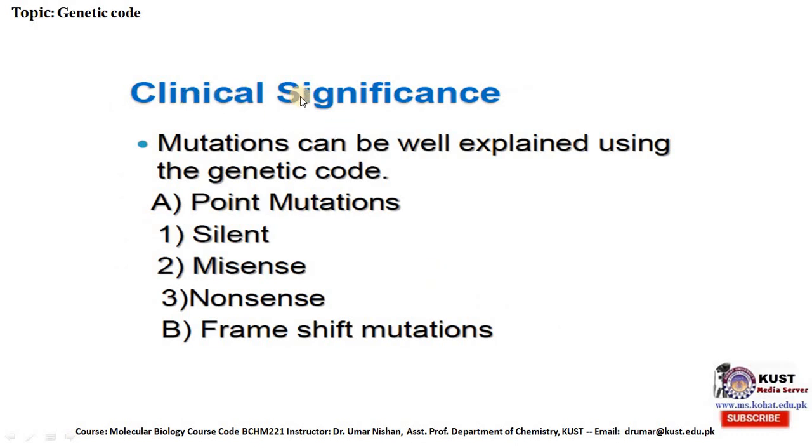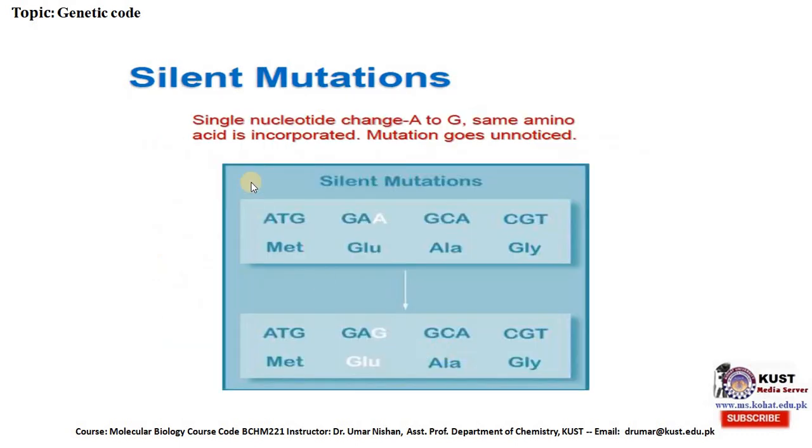Now, it has clinical significance. Mutation can be well explained using the genetic code. Point mutations can be silent, missense, nonsense, or frame shift mutations. So silent mutations: single nucleotide changes, A to G, the same amino acid is incorporated, and the mutation goes unnoticed.